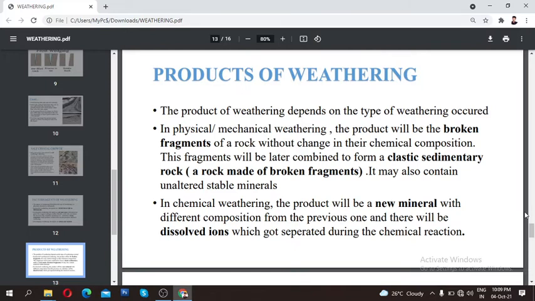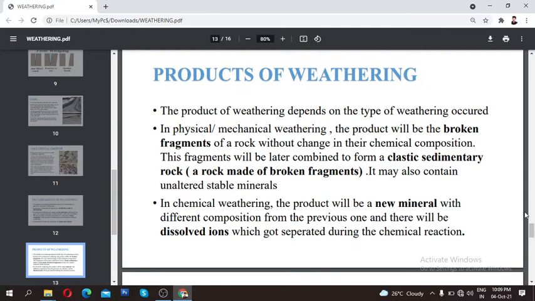Okay. Anyway, let's see the product of weathering. The product of weathering depends on the type of weathering that occurred. Here also, if it is physical weathering, we will receive a particular type of product. If it is chemical weathering, we will get some other type of product. If it is completely biological, we will get the product in a different way. So, the type of weathering is very much concerned with the product also.